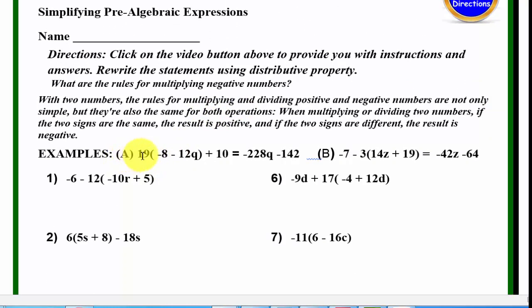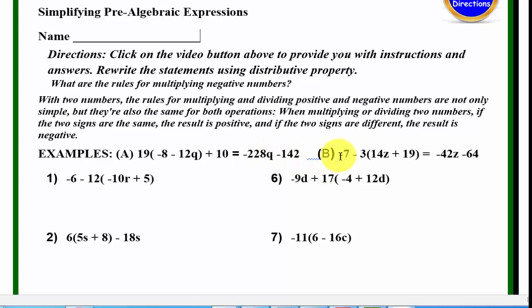Example A. We have 19 times (negative 8, negative 12q plus 10). Okay, so what's interesting here is if we multiply 19 times negative 12q, what do we come up with? Negative 228q. And if we multiply 19 times negative 8, what do you come up with? 152. However, you're going to add plus 10 to it, so that's going to reduce it. Negative 152 plus positive 10 is negative 142.